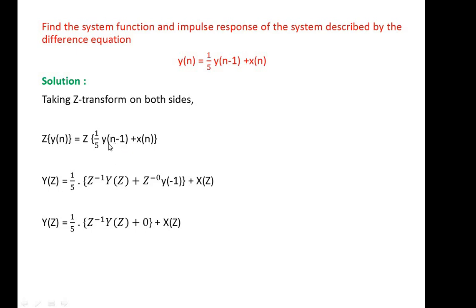Now we are talking about the initial condition. The initial state for y of n is at the origin, and now it has been shifted by one sample. So we are going to consider the initial conditions too. Since it has been shifted by 1, the initial condition will be y of minus 1 and z power minus 0.